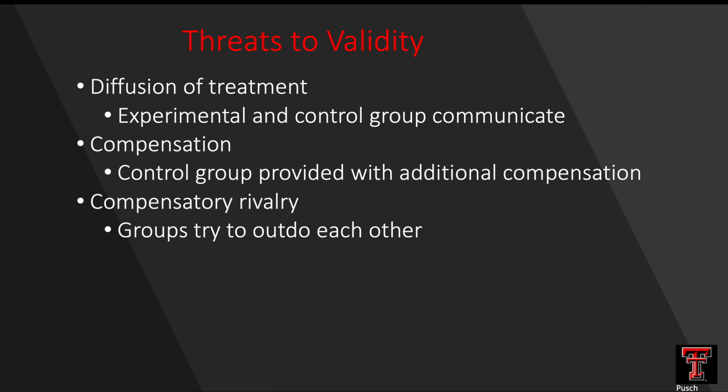Compensatory rivalry. This is when the groups try to outdo each other. Again, it's not necessarily seen in a lot of research studies. This is just when the experimental and control groups get competitive about doing better on that math test.